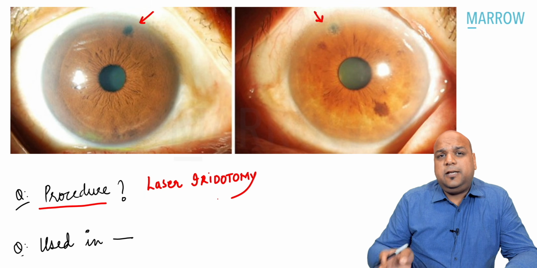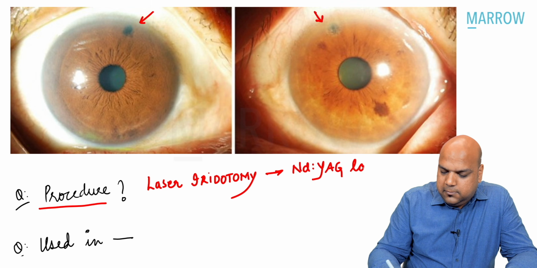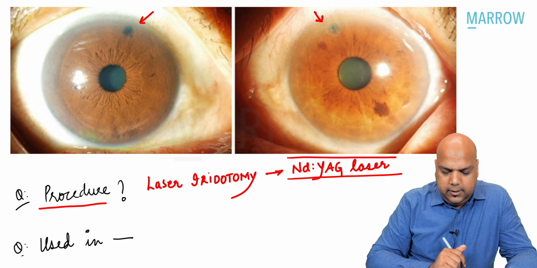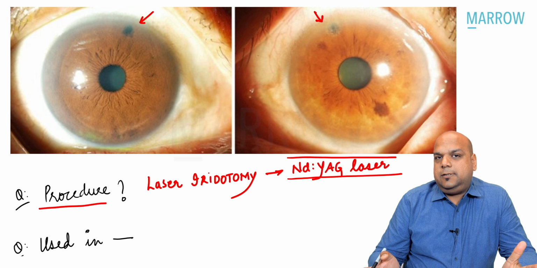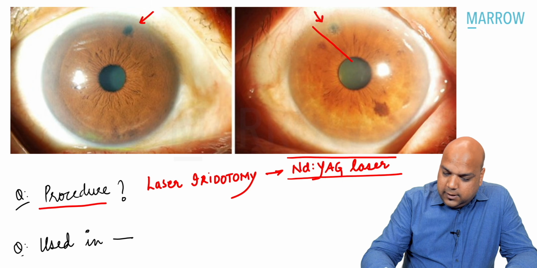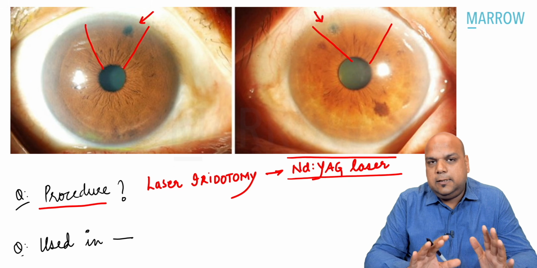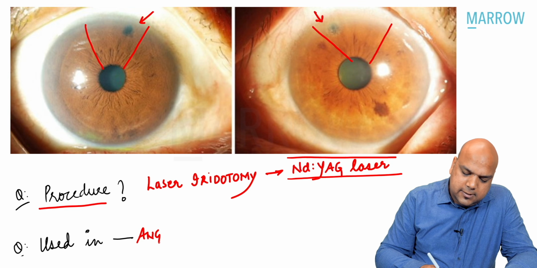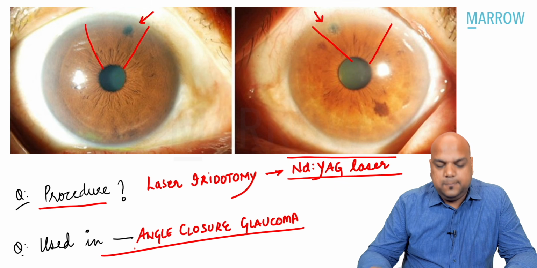Am I correct? Laser iridotomy is done using which laser? Yes, sir. It is done using Nd:YAG laser, neodymium yttrium aluminium garnet. Nd:YAG laser. Okay. Now, this laser iridotomy is used in which condition? That's the question. Now, also we can see one more thing. We can remember that in laser iridotomy, the hole is usually made between 11 o'clock and 1 o'clock. You can see the position of the hole is almost correct in both the eyes, and it is used in angle closure glaucoma. It is the treatment of choice for angle closure glaucoma. I hope there is no confusion in this. Right, guys? Done. Moving on forward.